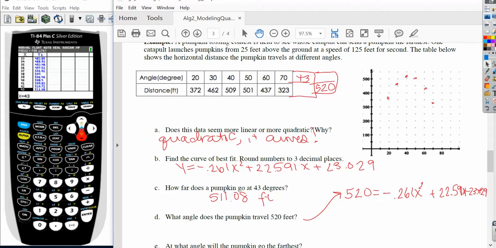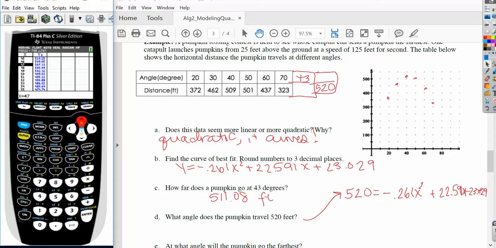If I had to do it this way, this would take me a very long time because I'd have to end up doing the quadratic formula to find it. So if I do the method where I look at my table and try to find 520 feet, I see 510. Well, I see it never gets to 520, right? Because it gets to 511, I think.